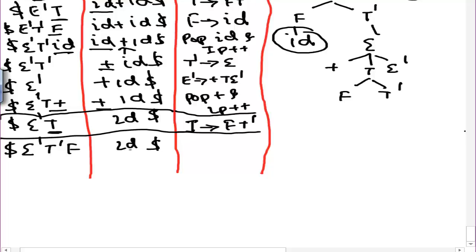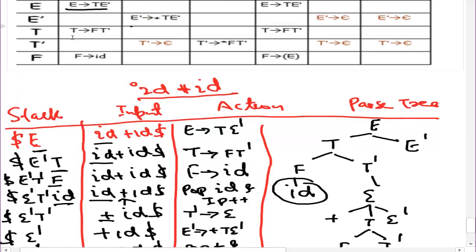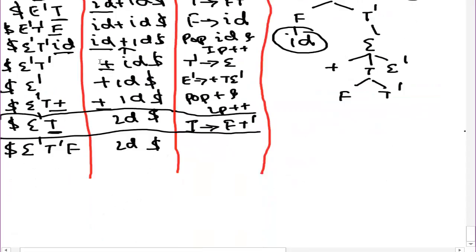Now F and ID, so F goes to ID, so use the production rule F goes to ID. Okay, what that means is simply pop the F, dollar E prime T prime, okay, and now I got the ID, and here I got ID and dollar, no change, ID and ID same.